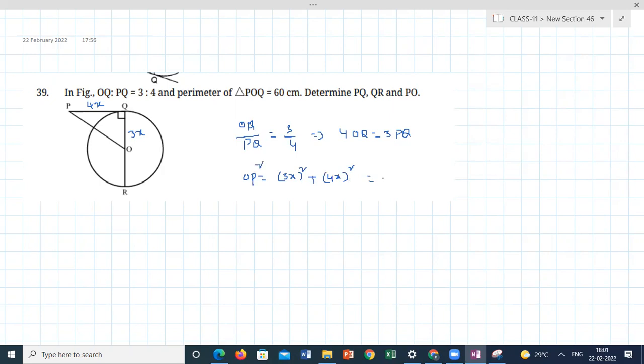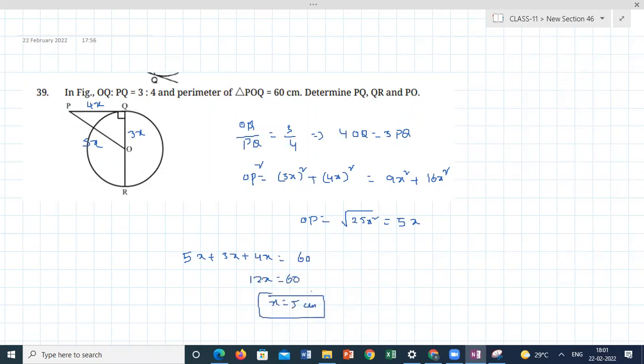OP square is equal to 9x square plus 16x square. So from here OP is equal to root of 25x square, it is 5x. So I got this is 5x, where x is a common ratio. They gave the perimeter is 60 centimeter, that is 5x plus 3x plus 4x is 60. 5 plus 3 is 8, 8 plus 4 is 12x is equal to 60. x is equal to 5 centimeter.